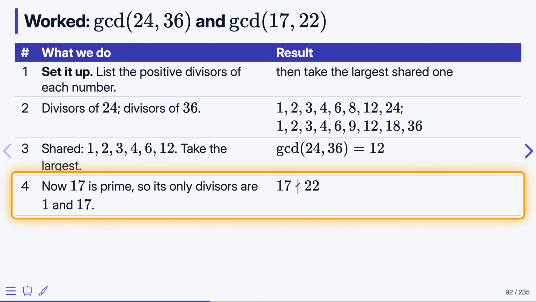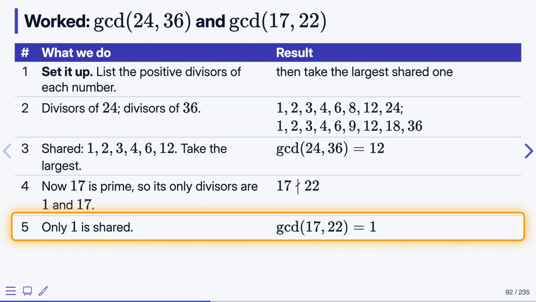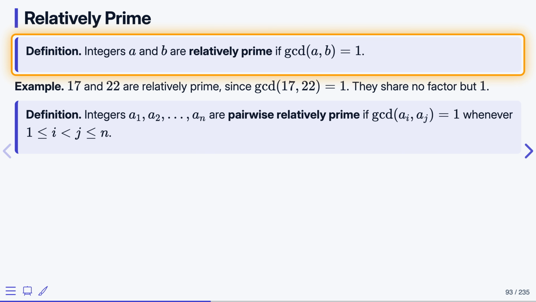Step 4. Now the second pair. 17 is prime, so its only divisors are 1 and 17, and 17 does not divide 22. Step 5. So the only shared divisor is 1. The greatest common divisor of 17 and 22 is 1. This special case is worth a name.